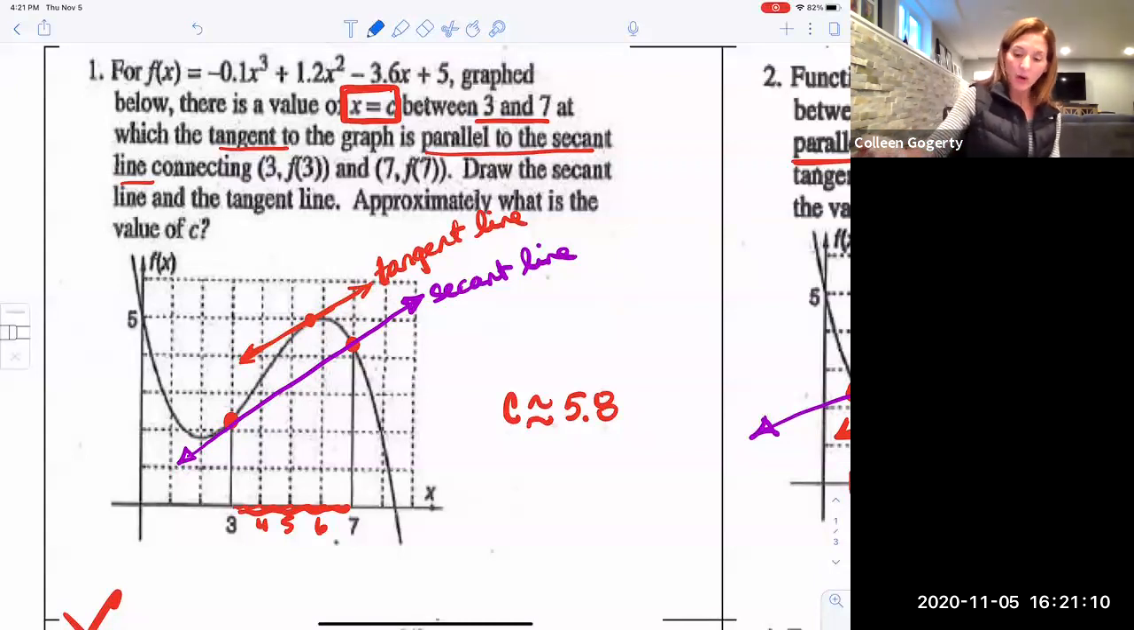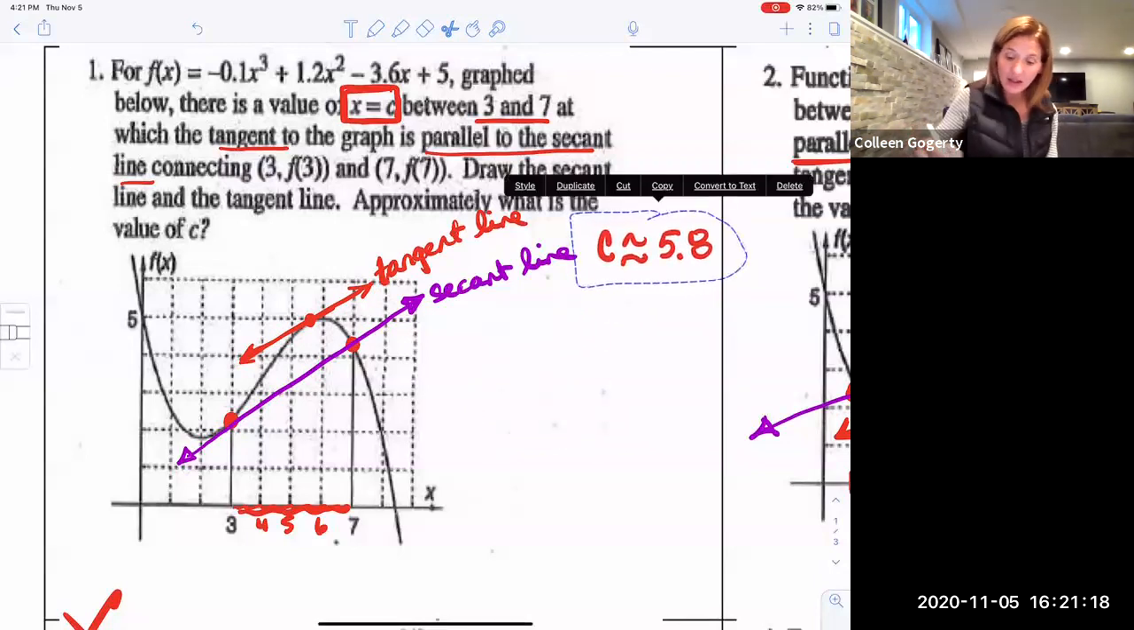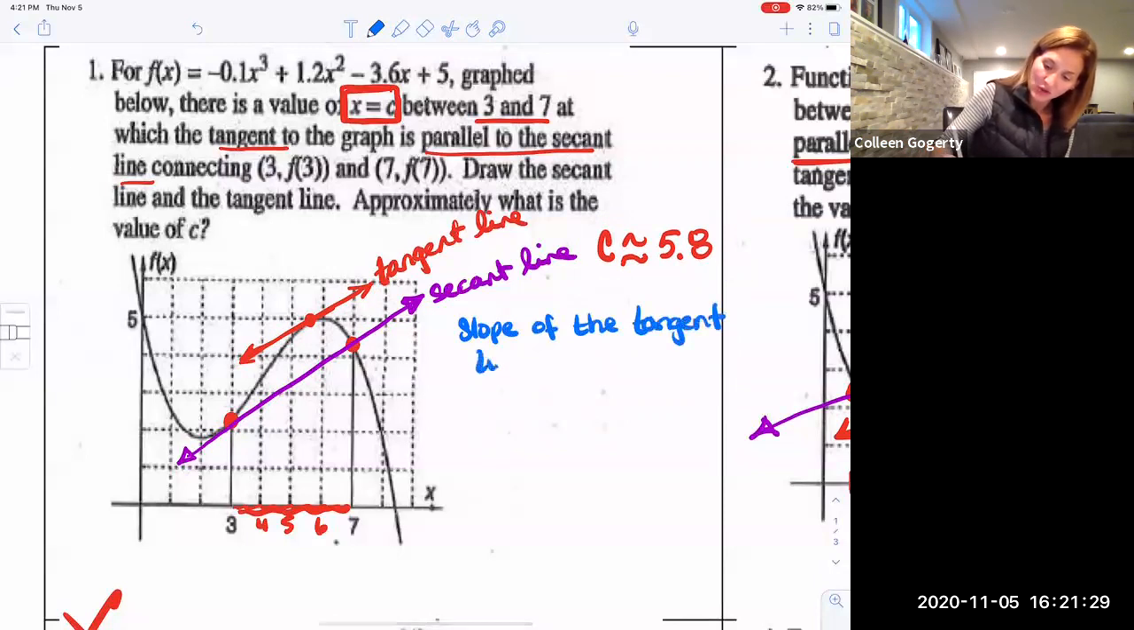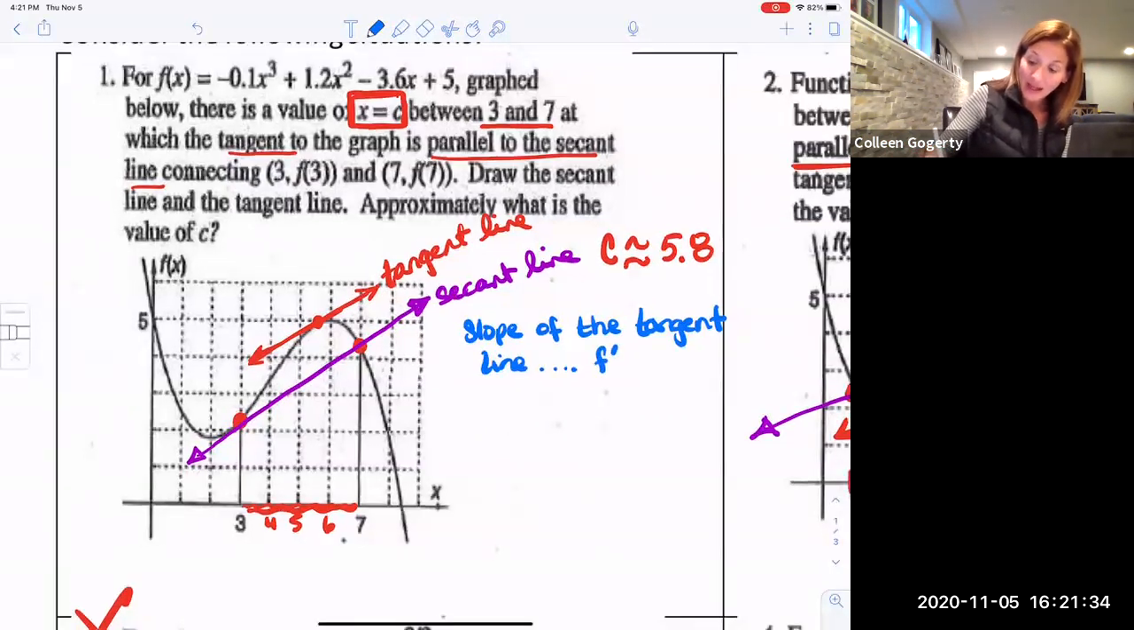Okay. What if I asked you right now to find the slope of the tangent line? Could you do that? So basically, I'm asking you to find the slope of the tangent line, which, let's keep this straight then, means I'm asking you for the derivative at 5.8. Now it's at 5.8 because that's what we're estimating the C value to be, right? Like, where do we expect that to be? What is the slope of this line?